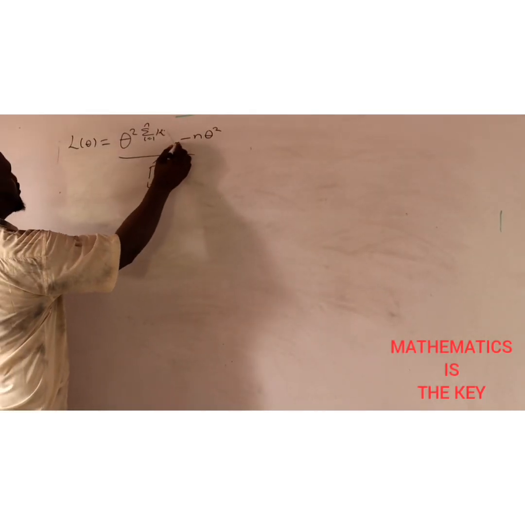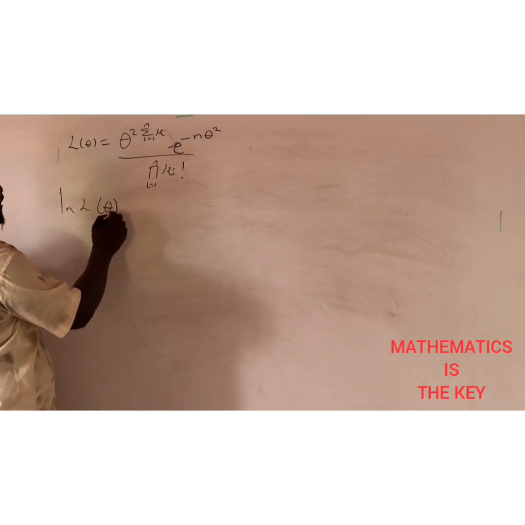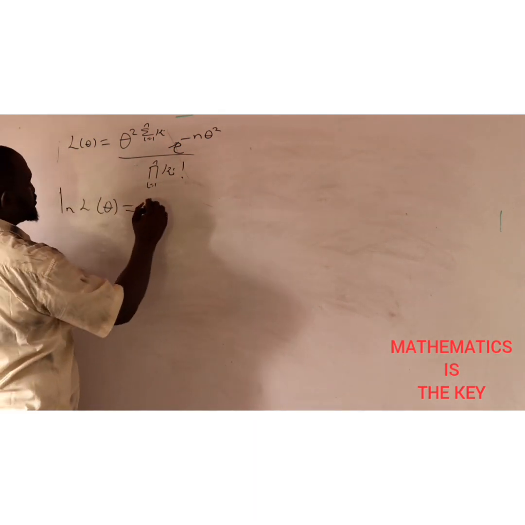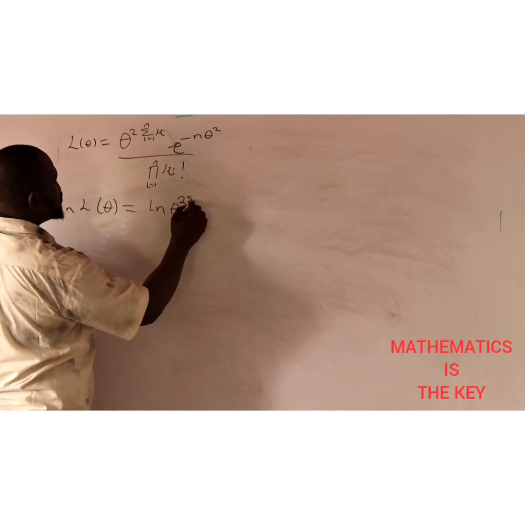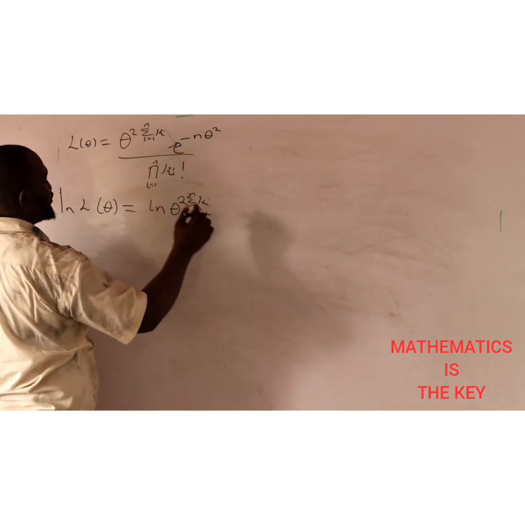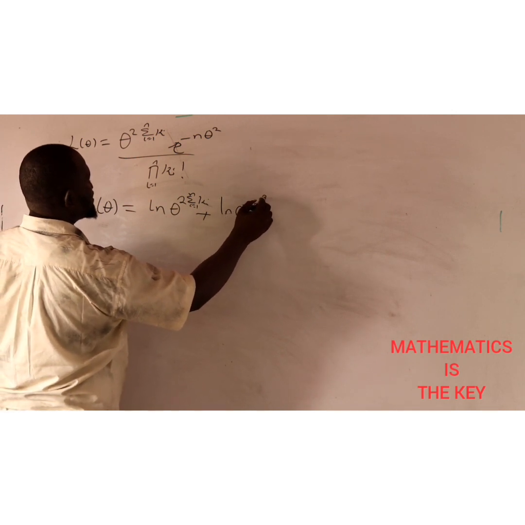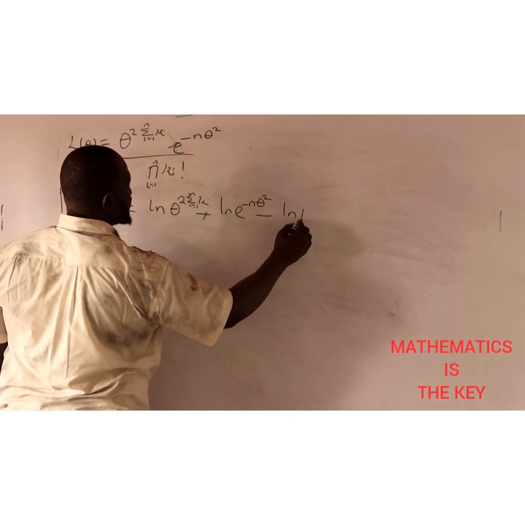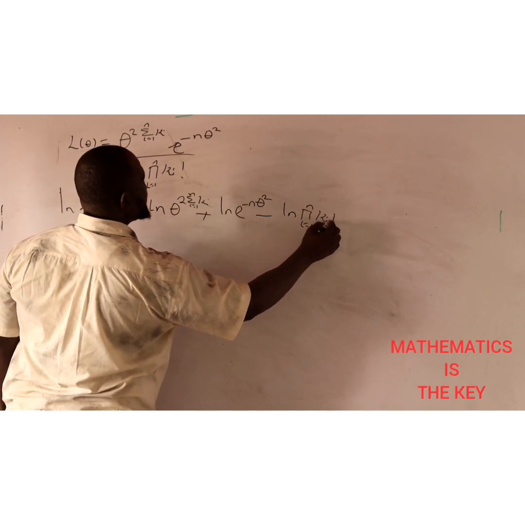So this is our likelihood function. Let's take the natural logarithm of both sides in order to simplify our work. So the ln of the likelihood function is going to be ln of theta to the power of 2 summation to n of i equals 1 of ki, plus, because they are a product here, ln of exponential of minus n theta square, and for this division we'll have minus ln of the product to n of i equals 1 of ki factorial.